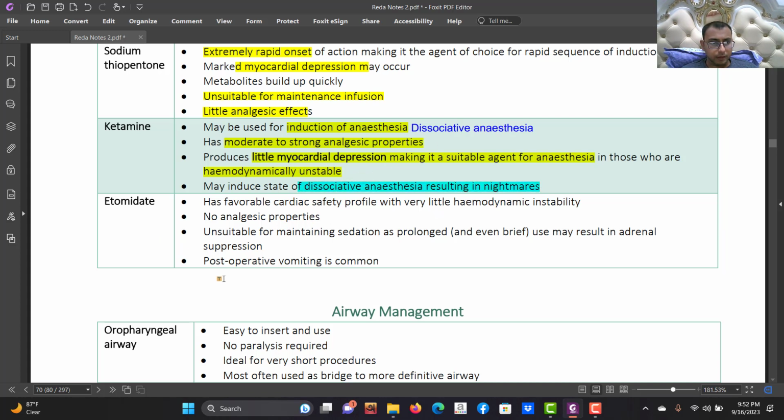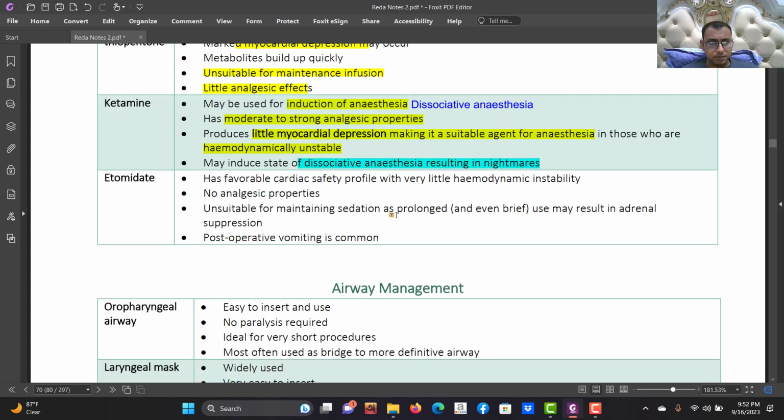Okay, so etomidate is a steroid derivative. It has a very favorable cardiac safety profile with very little hemodynamic instability, and post-operative vomiting is common. It may result in adrenal suppression because it is a steroid derivative. So if we use etomidate, there is a chance of adrenal suppression, like Addison's disease, because it will suppress the steroid activity, as it is derived from steroid.